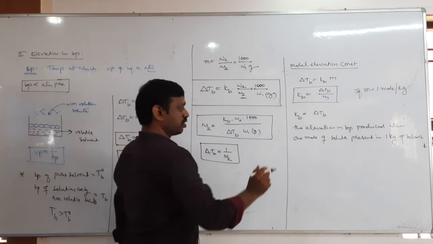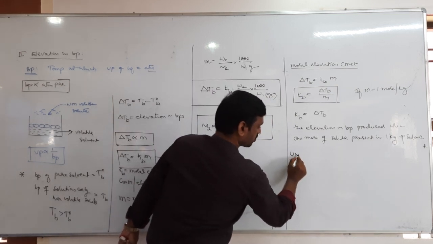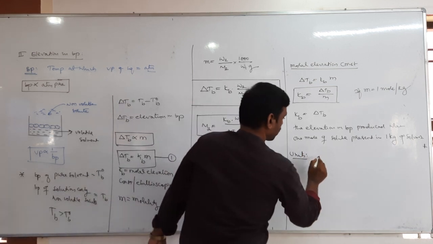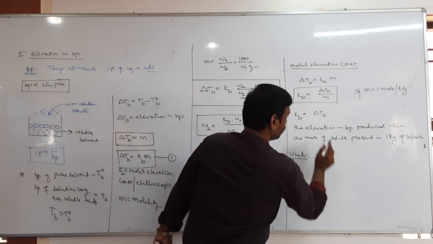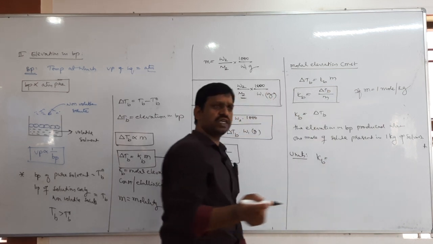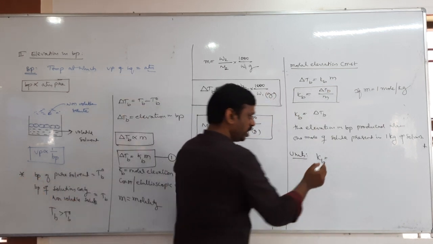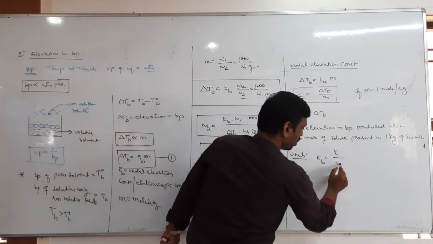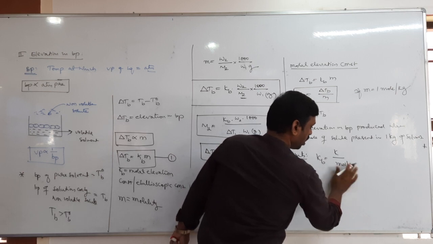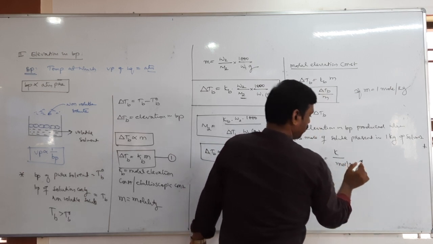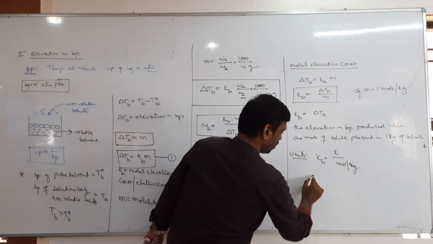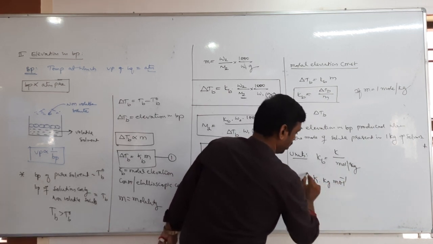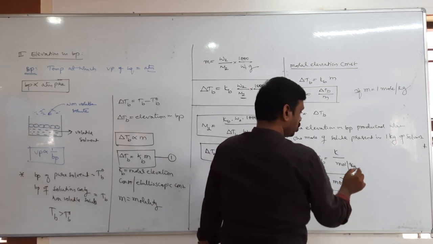A question was once asked based on units in CET. Tell me, what is the unit of Kb? Kb is equal to delta Tb. Delta Tb is nothing but a difference in temperature, so it is Kelvin, divided by molality, mole per kg. Therefore, the unit is Kelvin kg per mole. Important: Kelvin kg per mole.